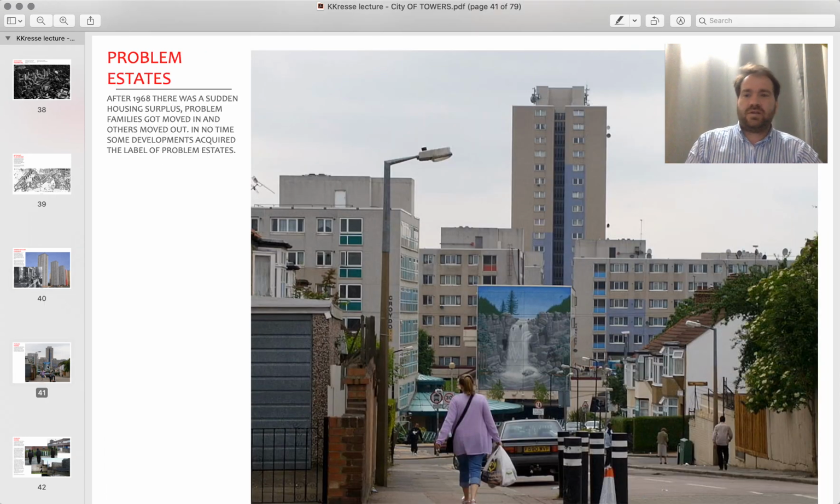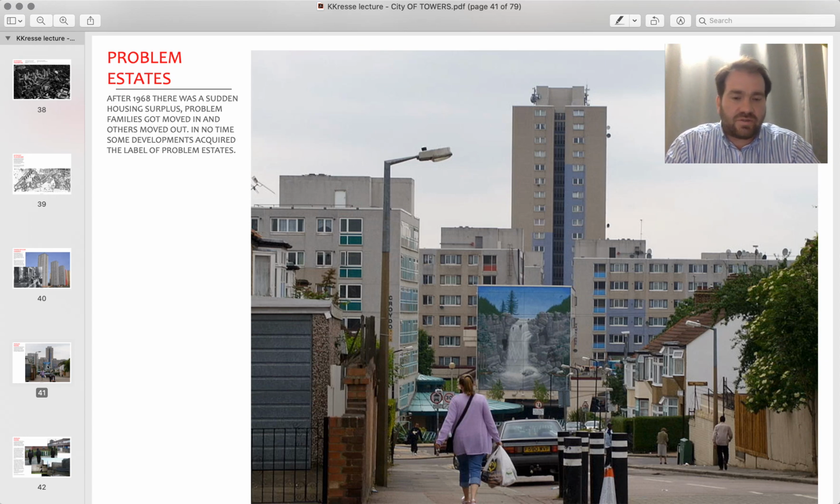So quickly, by the end of the 1960s, this led to the emergence of a lot of these high-rise estates, and at some point there emerged a housing surplus. So at some point there was more housing available than people in need of housing. So people could start to be picky, right?